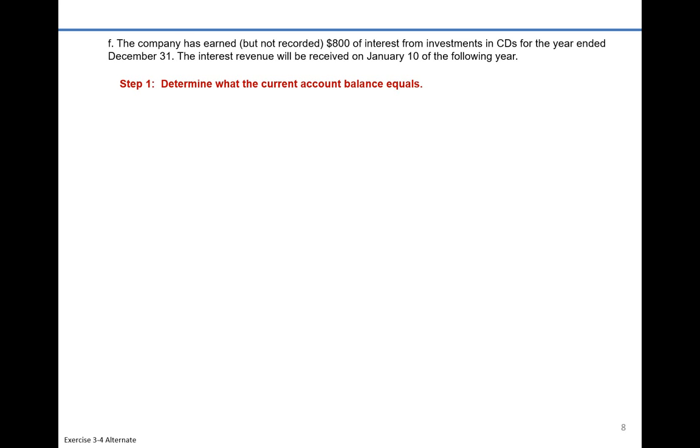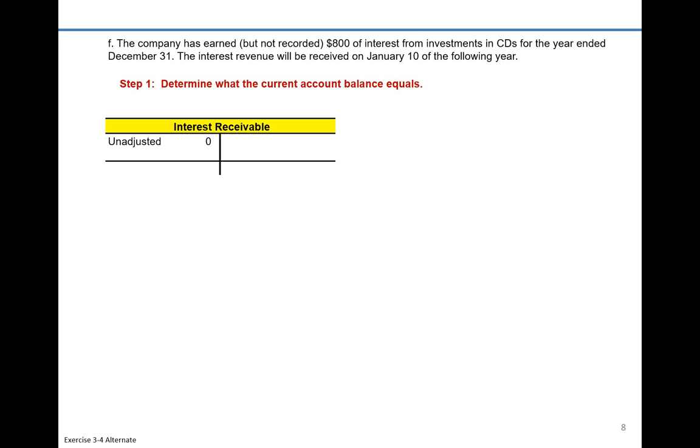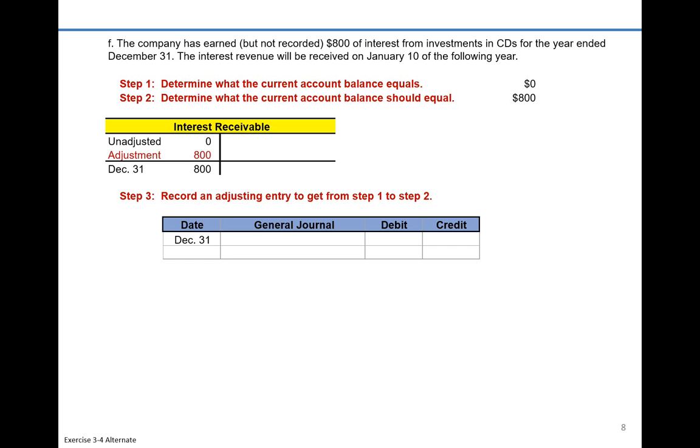So determine the account balance, what that equals. Well, we have interest receivable. Right now it's 0. What should it be equal to? Well, it should be $800. How do we go from a 0 debit to an $800 debit? Well, we have to debit interest receivables for $800. So that's the adjustment. So in our journal entry, we'll debit $800 interest receivable. What are we going to credit? Well, it becomes interest revenue.